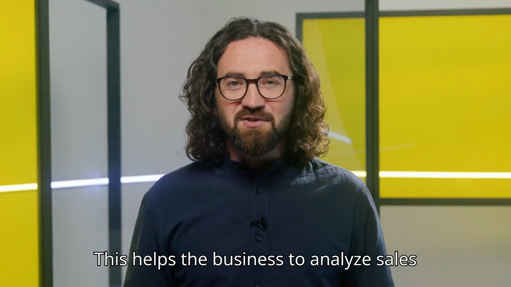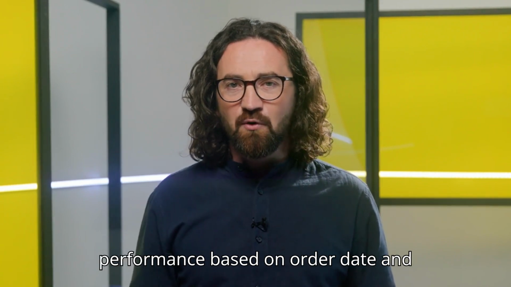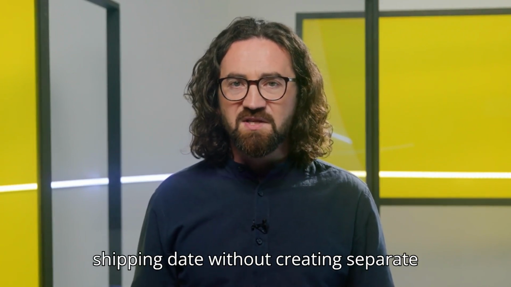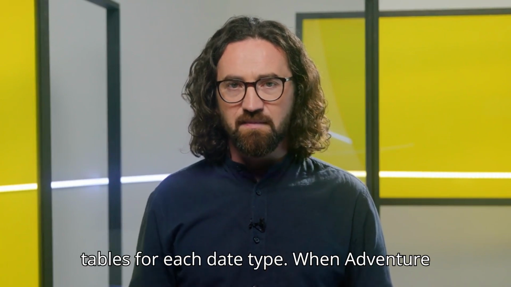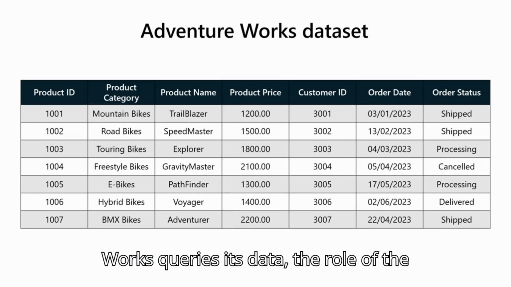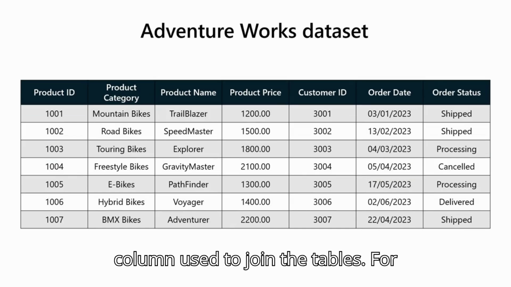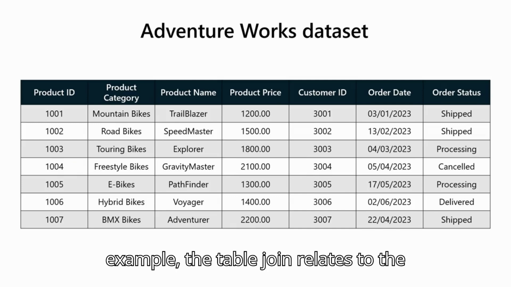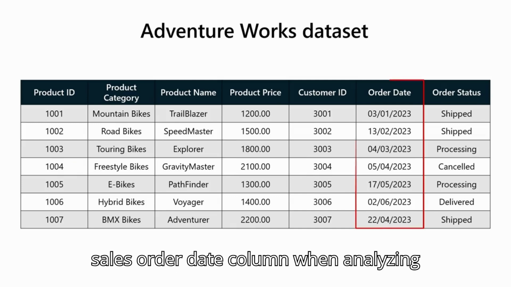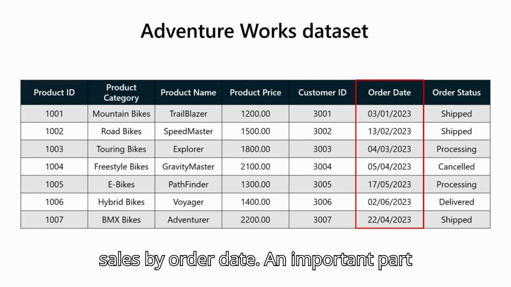This helps the business to analyze sales performance based on order date and shipping date without creating separate tables for each date type. When AdventureWorks queries its data, the role of the date dimension is based on the fact column used to join the tables. For example, the table join relates to the sales order date column when analyzing sales by order date.